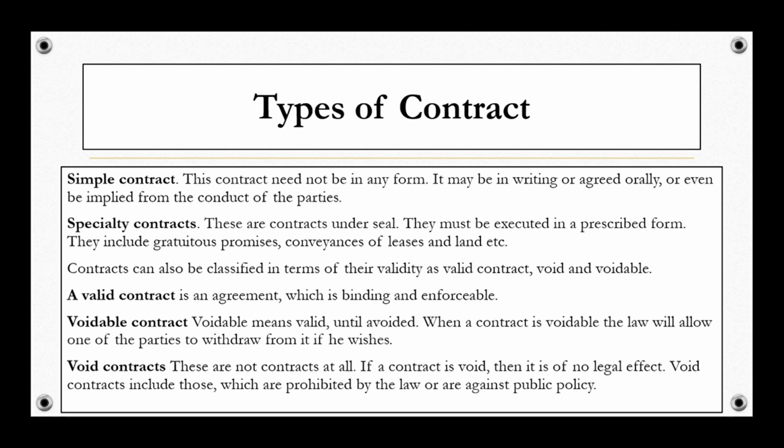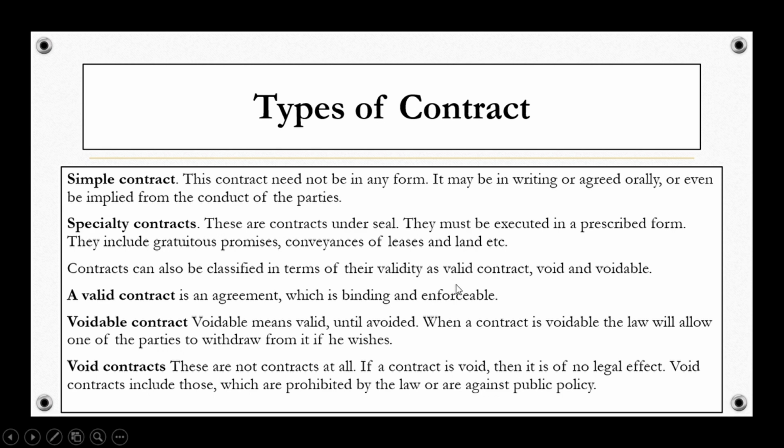Then we have a void contract. A void contract is an agreement that has no legal effect and cannot be enforced by law. This means that from the beginning, the contract is considered invalid. And reasons why a contract may be void, maybe it involves an illegal act, maybe one of the party lacks the legal ability to enter into a contract, maybe the terms of the contract are unclear, maybe it is impossible to perform the contract, or if both parties make a fundamental mistake about the contract's subject. So there are very many reasons that can make the contract void or invalid.